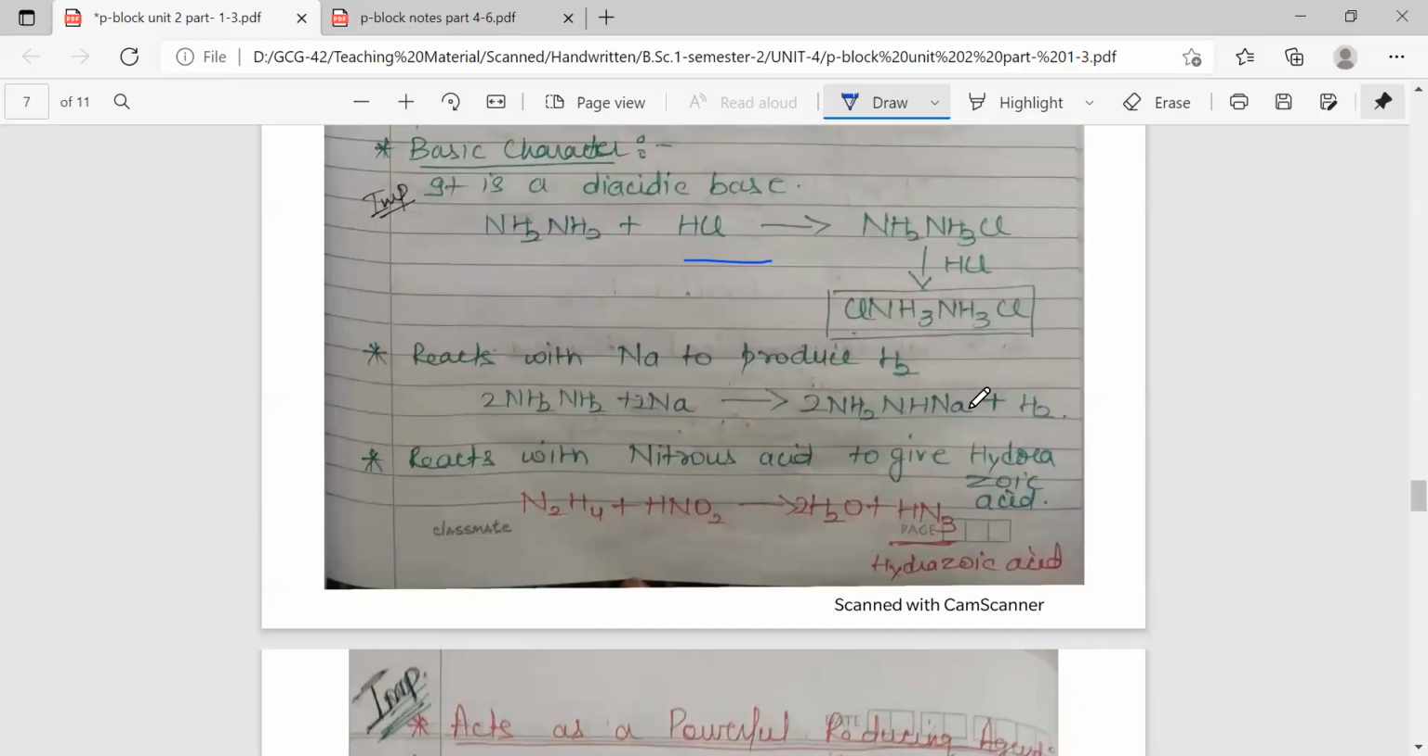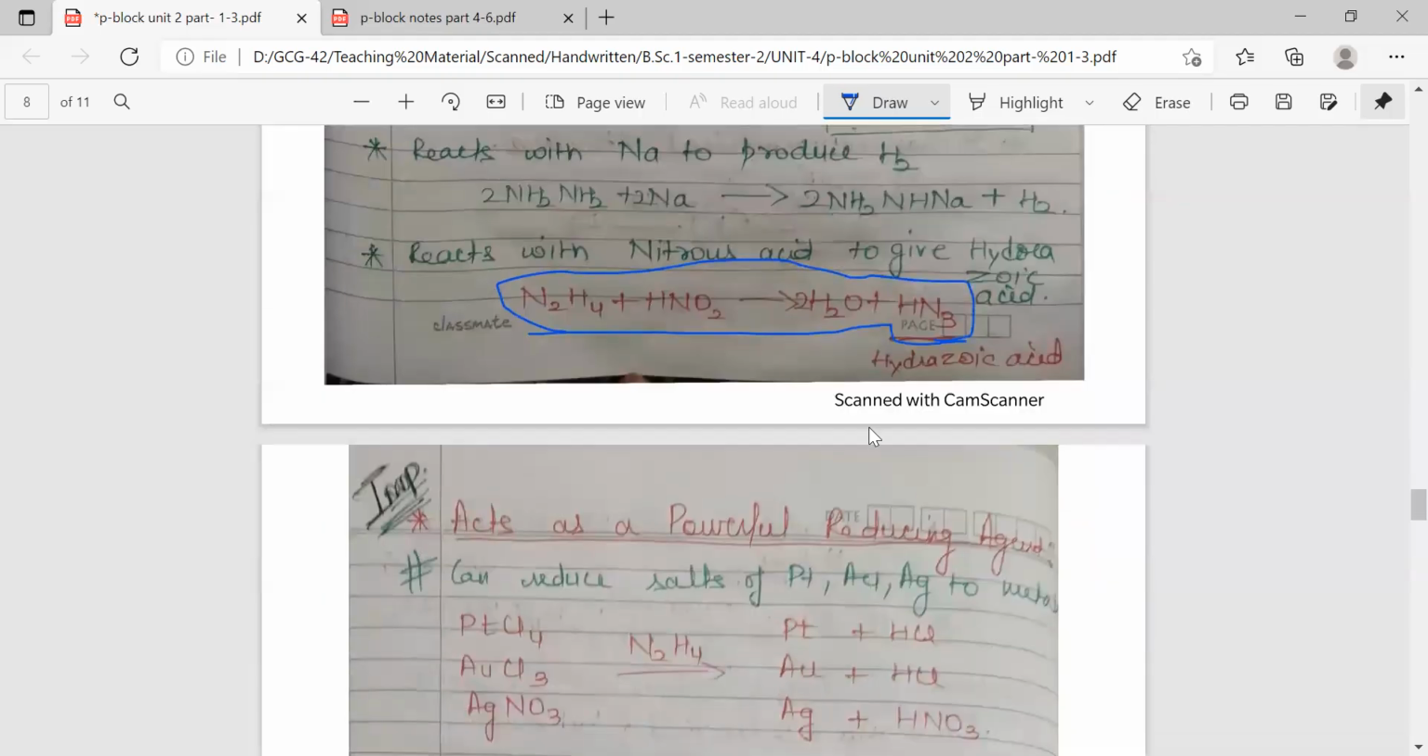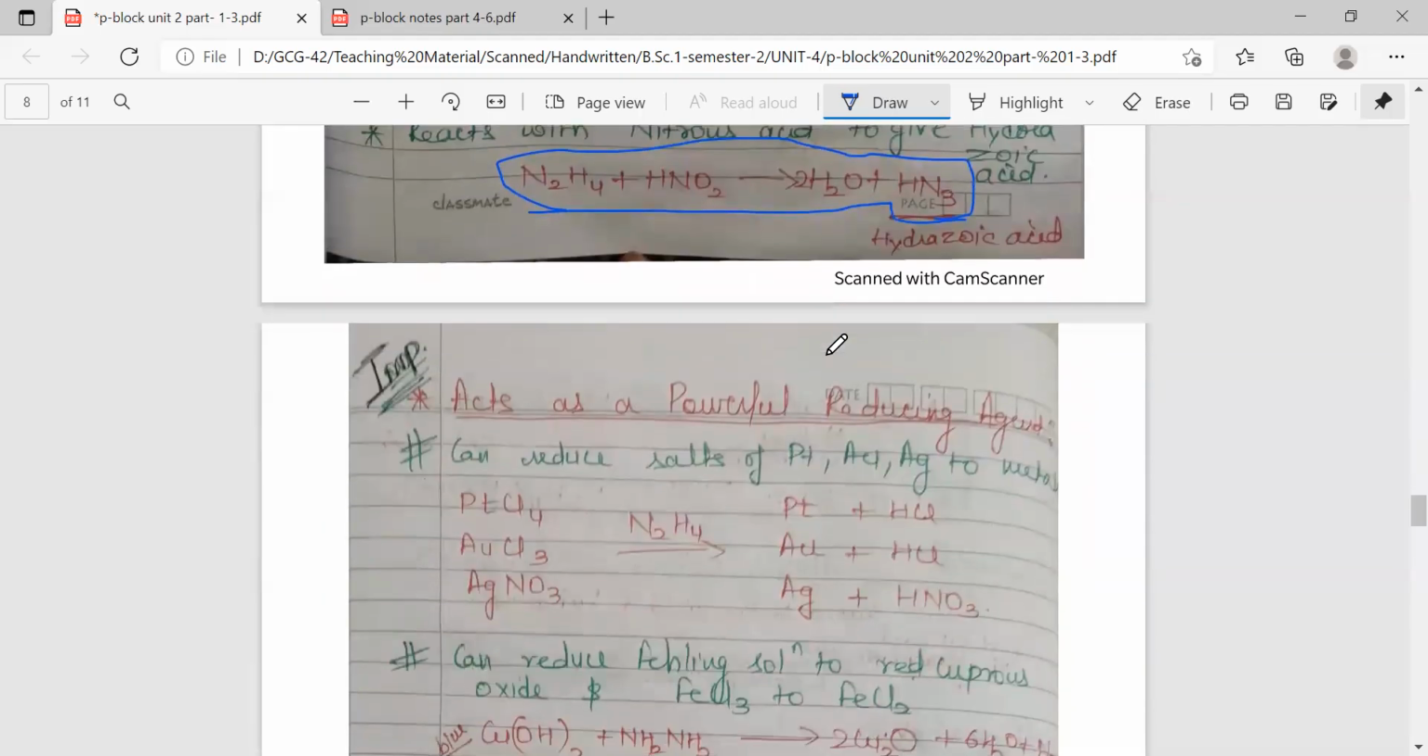It also reacts with sodium, that is alkali metals, to produce hydrogen gas. So whenever it reacts with 2 moles of sodium, it will give us hydrogen gas, and the nitrogen is going to replace the position of hydrogen there. So next, it reacts with nitrous acid to give hydrazoic acid. This is an important reaction again for the synthesis of hydrazoic acid, which is HN3. So N2H4 plus HNO2 gives 2H2O plus HN3.